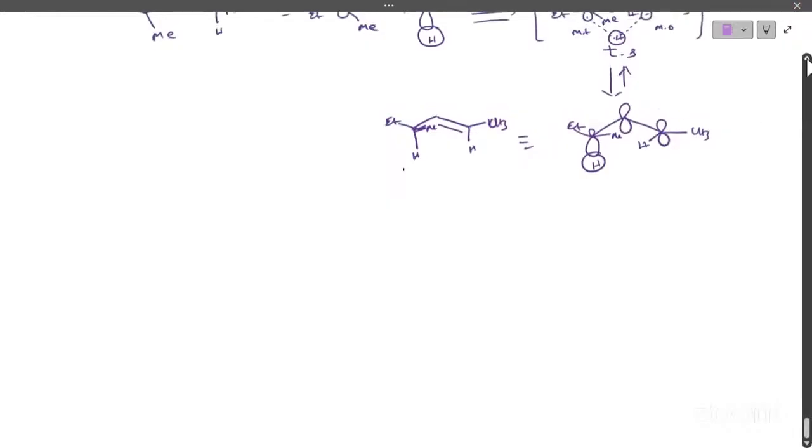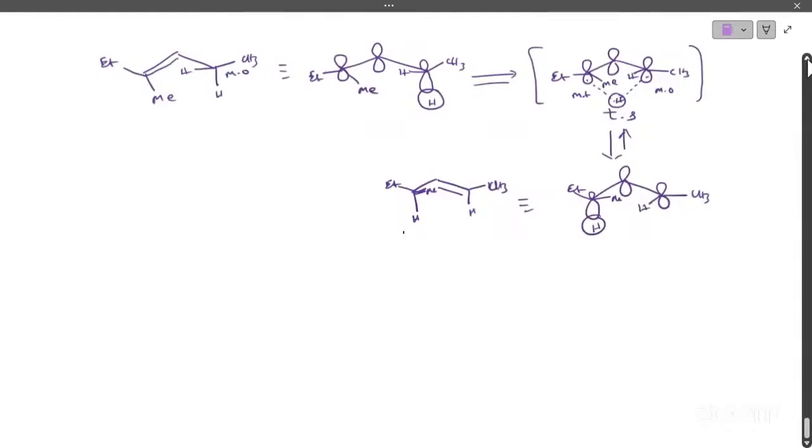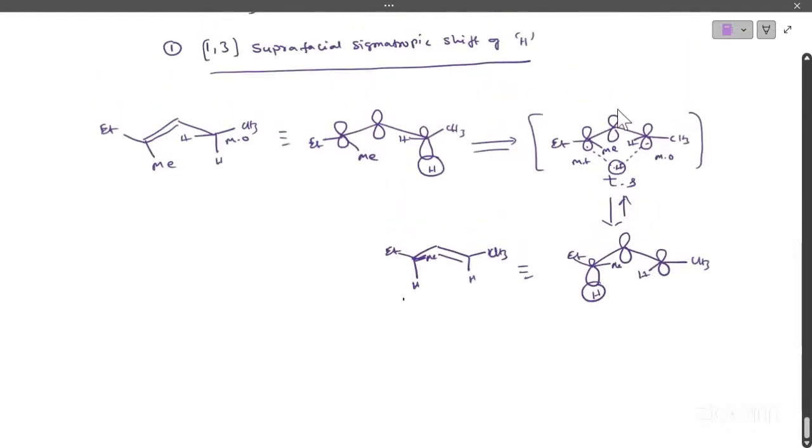The hydrogen is traveling across the pi system on the same side. Look at here. This is the hydrogen. It is attached with the bottommost lobe. It is traveling across the pi system and reaches the migration terminus and attaches to the lobe which is on the same side as the lobe of the pi system at the migration origin. Therefore, this is known as suprafacial migration.